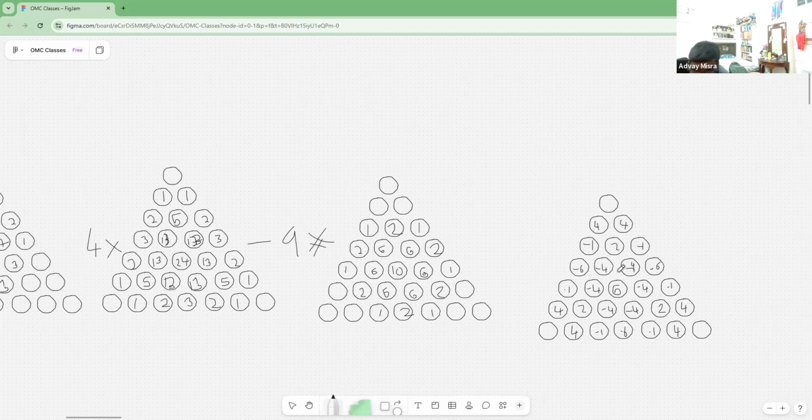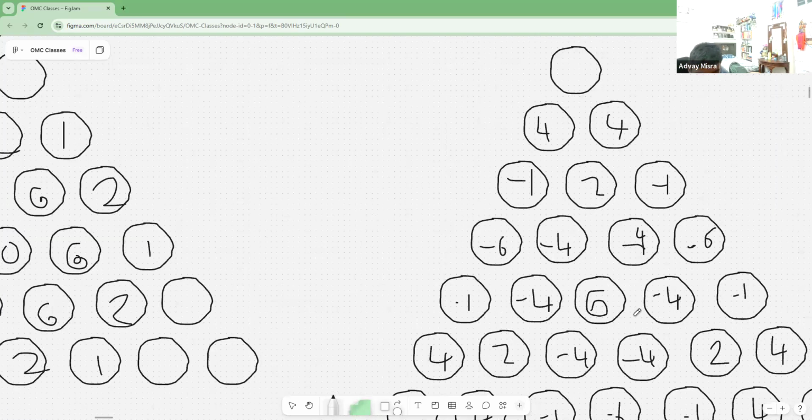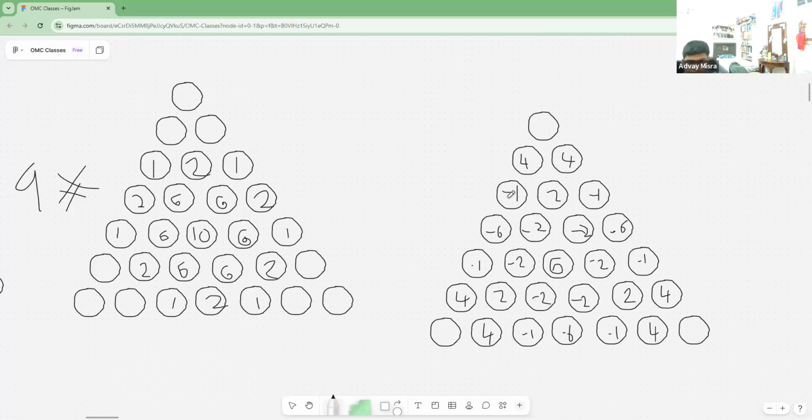Oh wait, yeah, this is negative 2. My arithmetic skills are a little... yeah, so, yes, this is correct. So, looking at this triangle, what do you see? What jumps out?